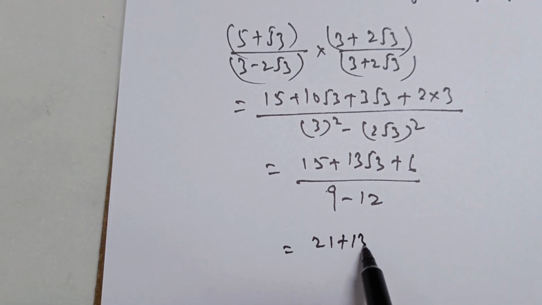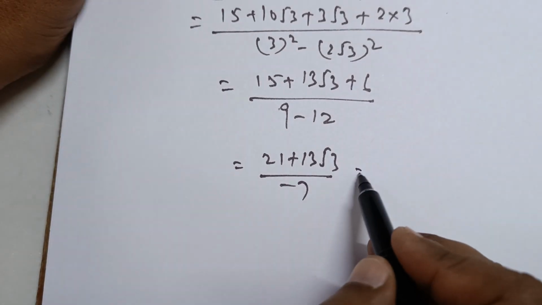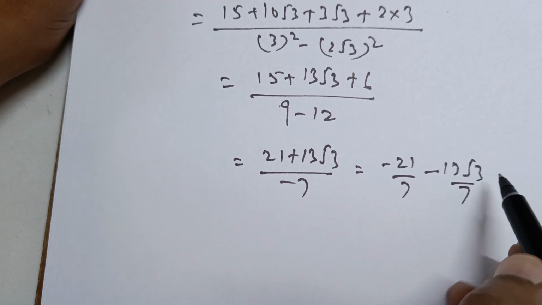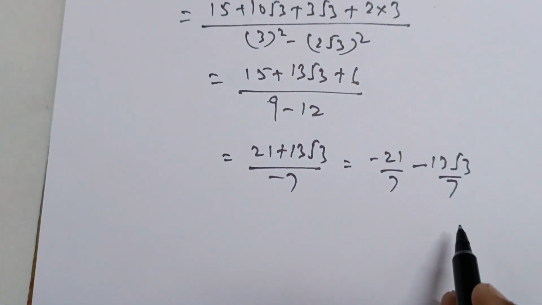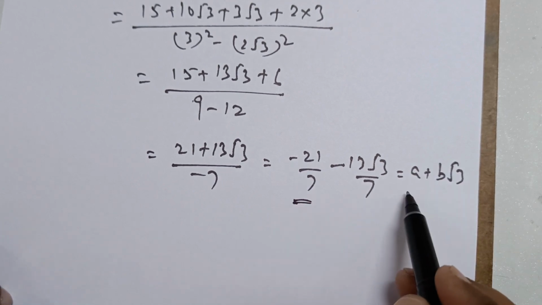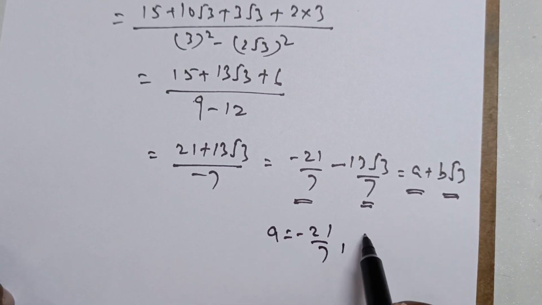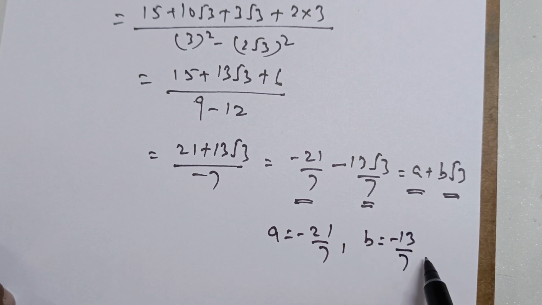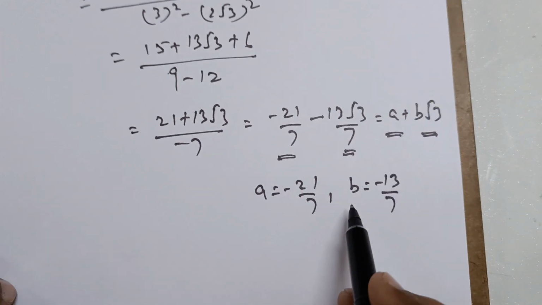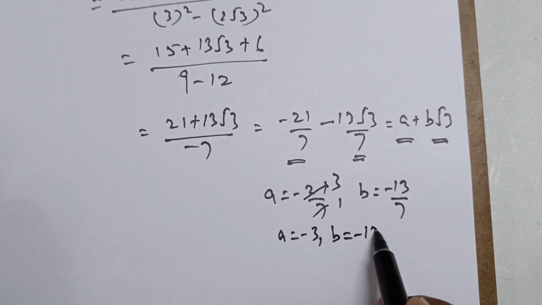21 plus 13 root 3 divided by minus 7. So we can write it separately like minus 21 by 7 minus 13 root 3 by 7. And now we can compare it with a plus b root 3. If we compare the constant term and the coefficient of root 3, we get a equals minus 21 by 7 and b equals minus 13 by 7. So this is our answer. This can be simplified, so a is minus 3 and b is minus 13 by 7.